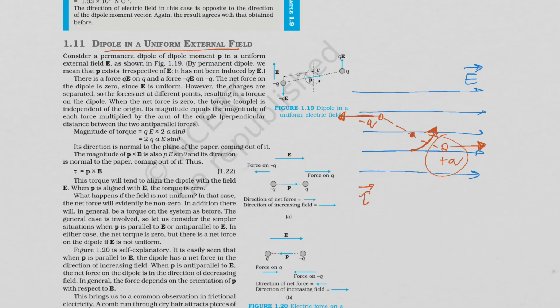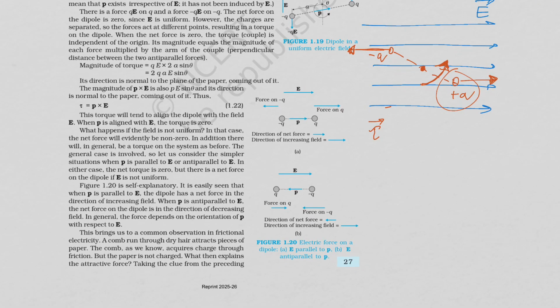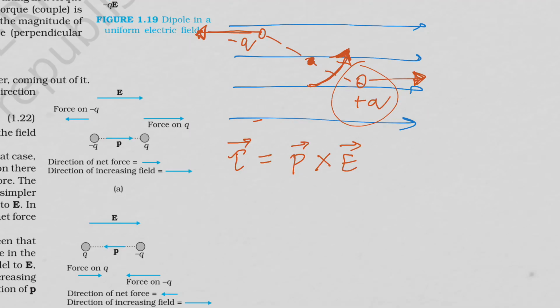We'll talk about it. Let me write it. Torque is equal to P, the dipole moment, cross electric field. This is the cross product. So torque is a vector quantity. Now, the angle between the electric field and the dipole moment is theta. So the dipole moment is in this direction, from negative to positive.